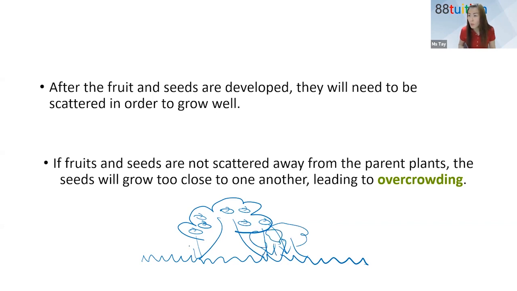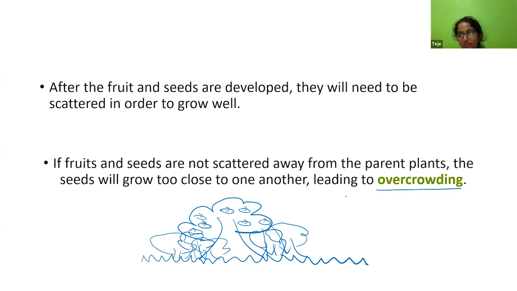Agree? There are so many seeds in one apple, so I will have many, many trees here. Don't you agree? And what's going to happen? This is going to lead to overcrowding. Too many trees around the parent plant. Too close for comfort already. No space, I can't breathe, that kind of thing, right?